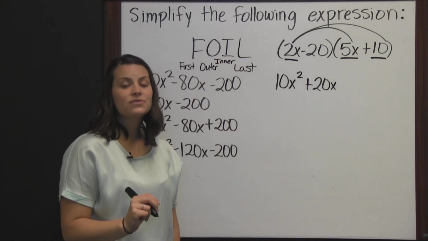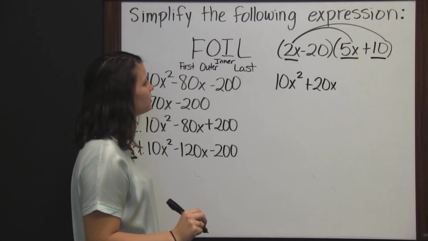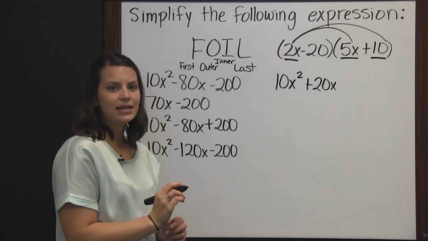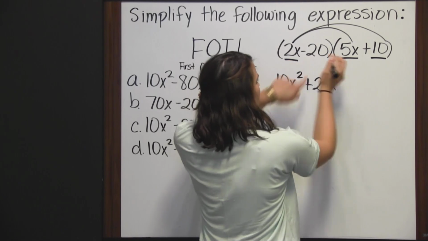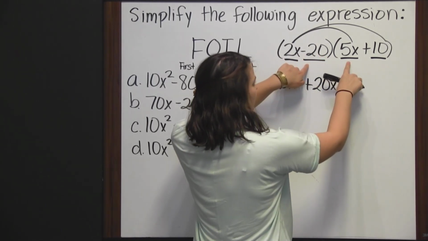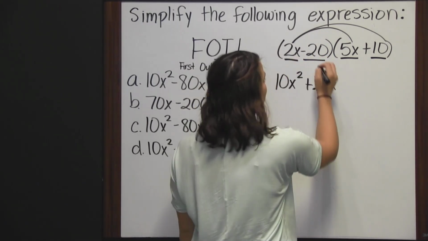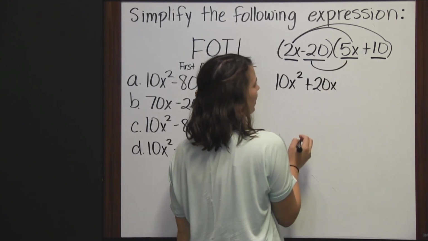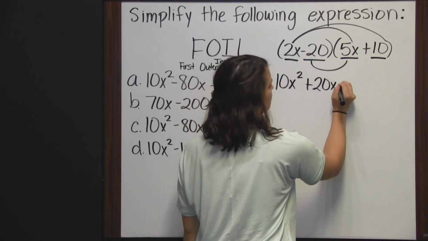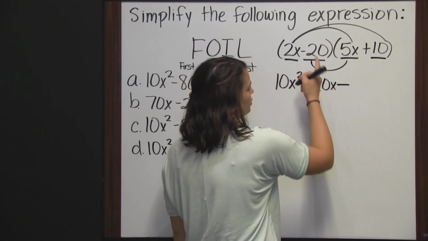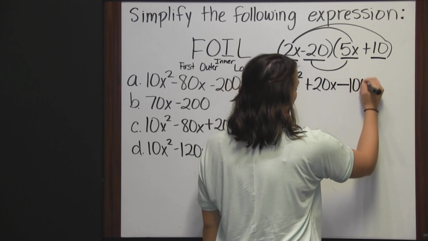I stands for inner. That means to multiply the two terms on the inside. So that would be this negative 20 times 5x. Negative 20 times 5x. A negative times a positive is a negative. 20 times 5x is 100x.